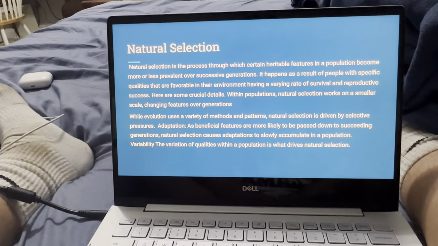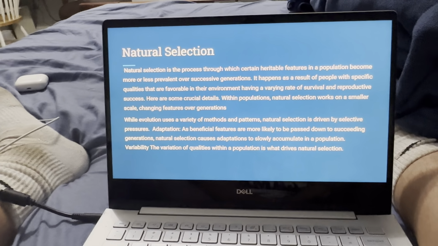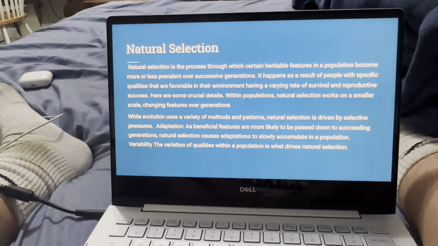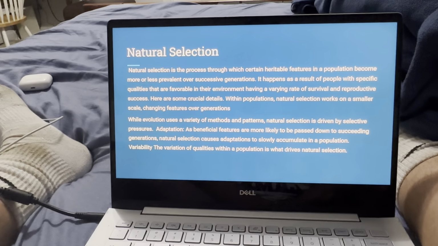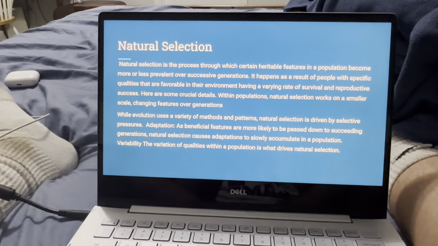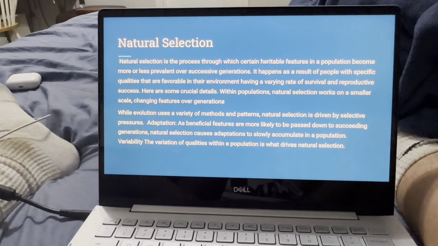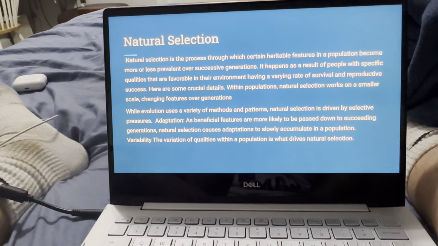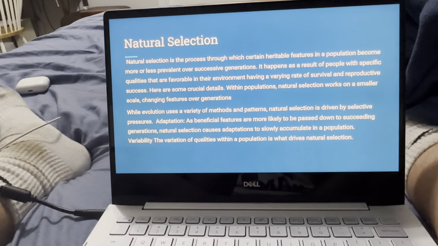While evolution uses a variety of methods and patterns, natural selection is driven by selective pressures. Adaptation, as beneficial features are more likely to be passed down to succeeding generations. Natural selection causes adaptations to slowly accumulate in a population. Variability, the variation of qualities within a population, is what drives natural selection.